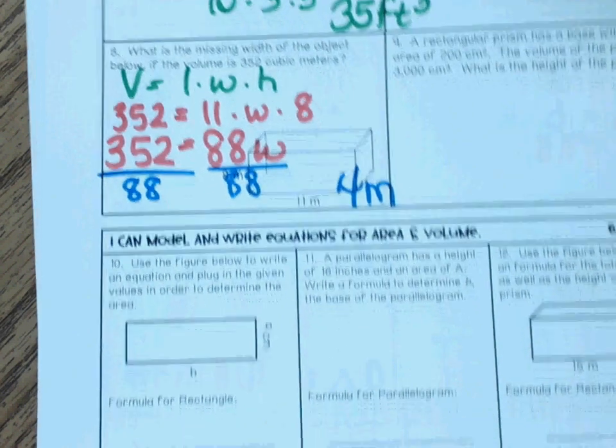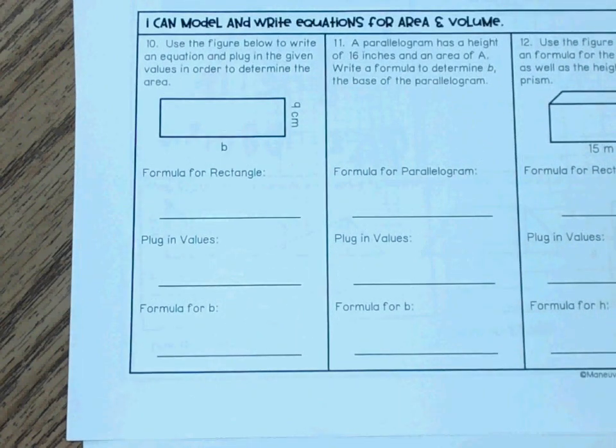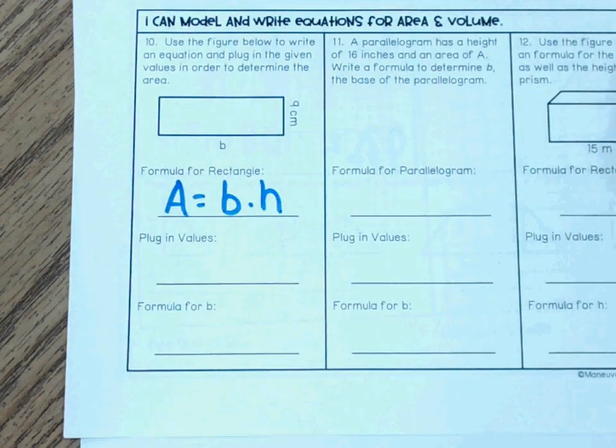Alright, scoot down here to number 10. Use the figure below to write an equation and then plug in the given values in order to determine the area. So we know that it's a rectangle, it tells us that. So what is the formula for a rectangle? If you notice, it's the same as parallelogram. Okay?